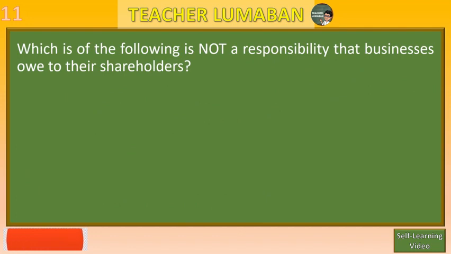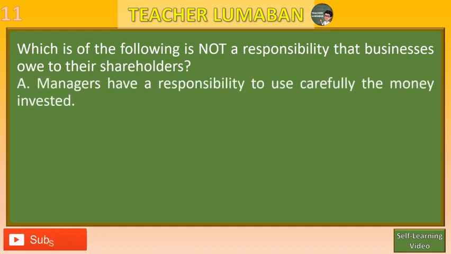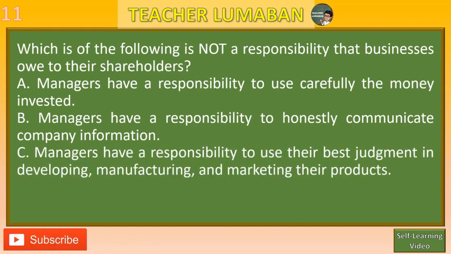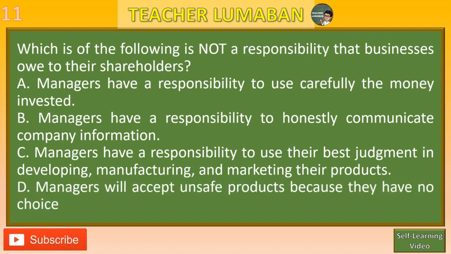Which of the following is not a responsibility that businesses owe to their shareholders? A. Managers have a responsibility to use carefully the money invested. B. Managers have a responsibility to honestly communicate company information. C. Managers have a responsibility to use their best judgment in developing, manufacturing, and marketing their products. D. Managers will accept unsafe products because they have no choice.